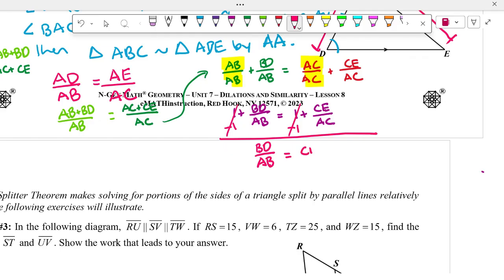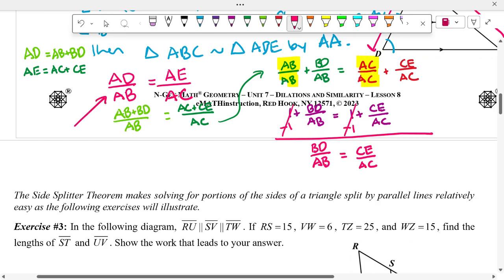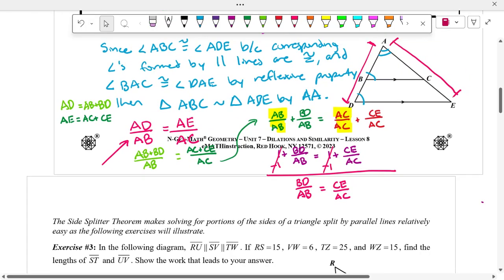BD over AB. Did we? No, we started with this. Wait, what was the purpose of this? Guys, all we're doing is proving that if I start with this and work my way around, we're just deriving the formula.